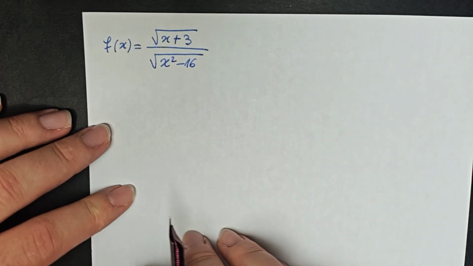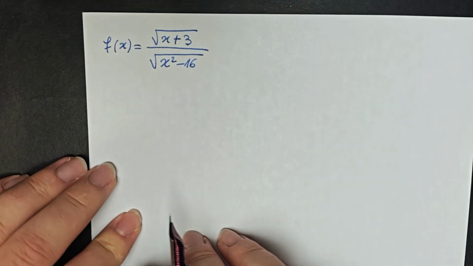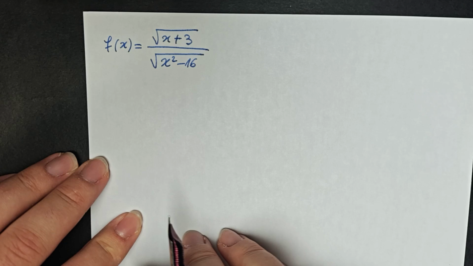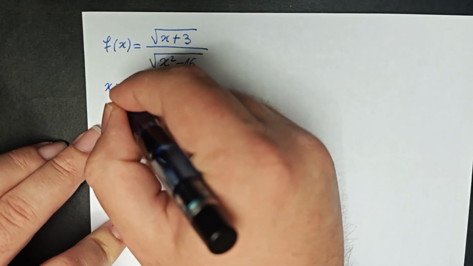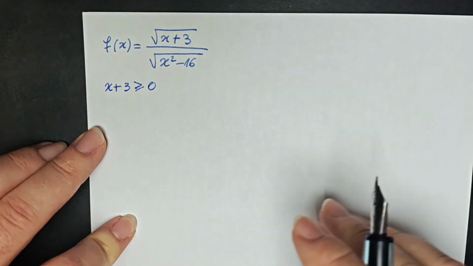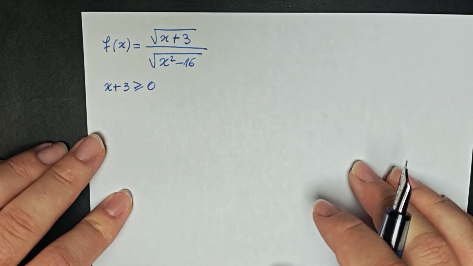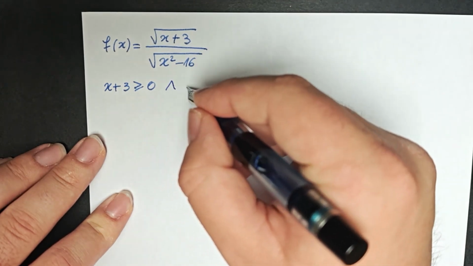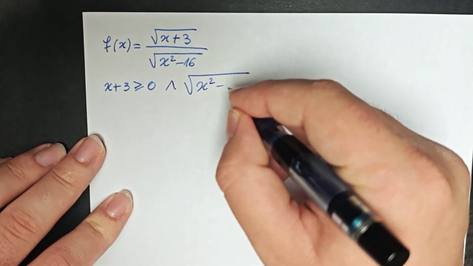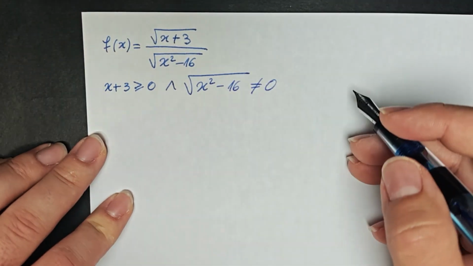We have a square root function in it, and we know that in order for square root to be well defined, its argument has to be larger or equal to 0. Therefore, x plus 3 has to be larger or equal to 0. Let's observe the function f again. We know that in order for a fraction to be well defined, division by 0 can't happen. Therefore, the denominator of a fraction has to be different from 0. That means that the square root of x squared minus 16 is different from 0.